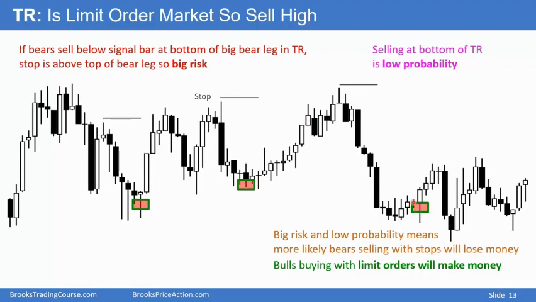They'll buy at the low of this bar, betting the bear breakout will fail. They'll buy at the low of the leg down, betting on a reversal instead of a breakout. Buying with limit orders will make money. Selling with stop orders at the bottom of a range will lose money. If the range is tight, most traders should not trade.